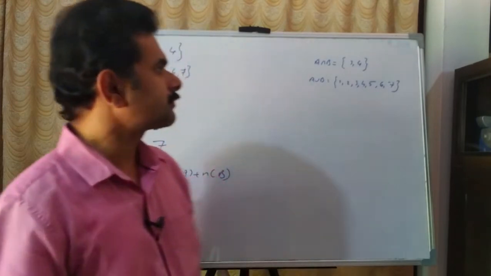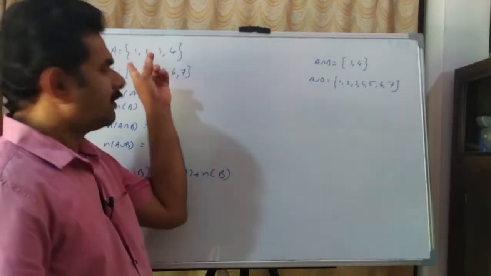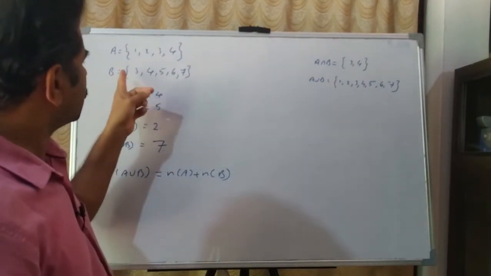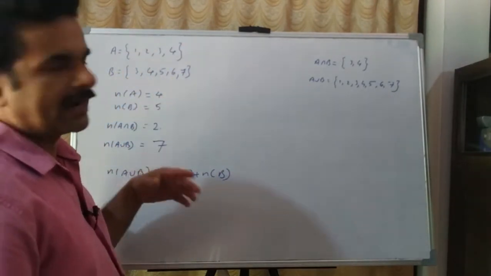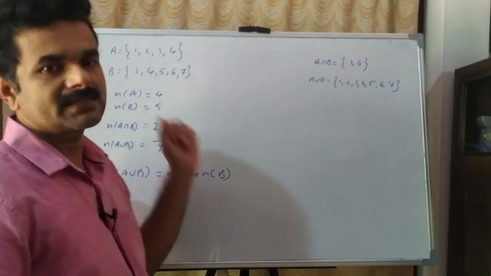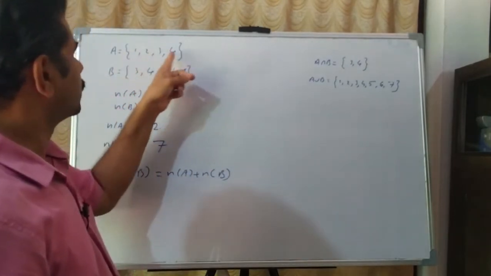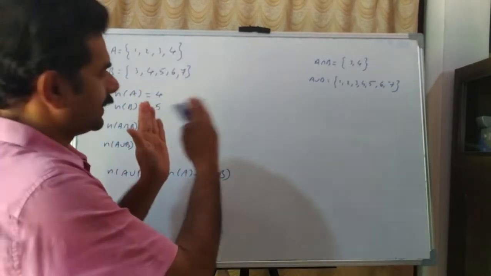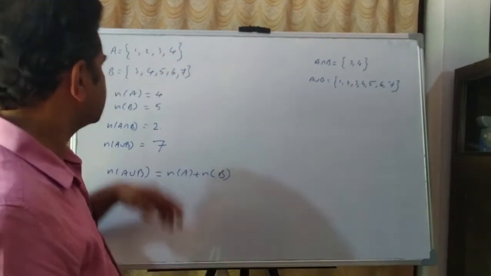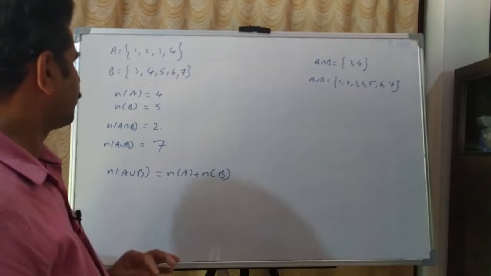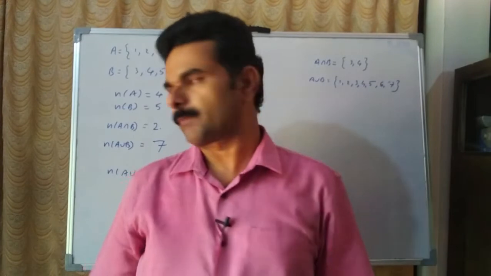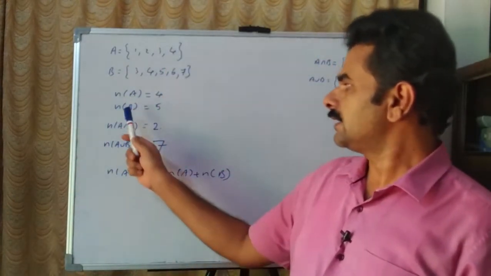See here, our previous example: A is equal to the set {1, 2, 3, 4}, B is equal to the set {3, 4, 5, 6, 7}. I told you this is the roster form representation of a set. Here elements are arranged and separated by commas and within curly brackets. What is the number of elements in the set A? N of A is 4, and N of B is equal to 5.